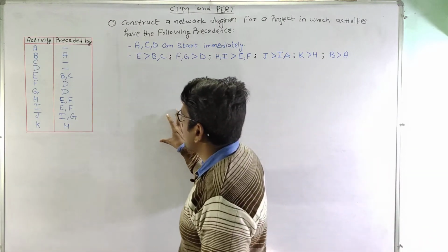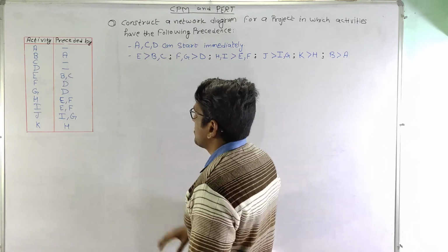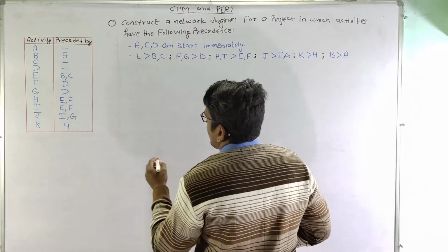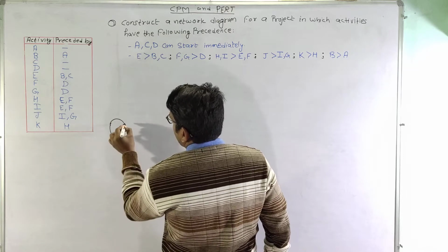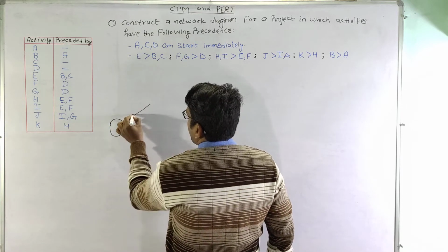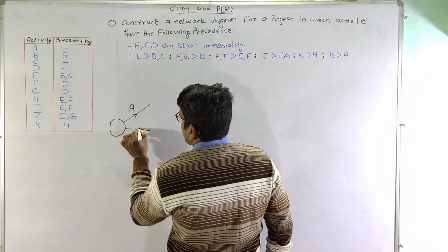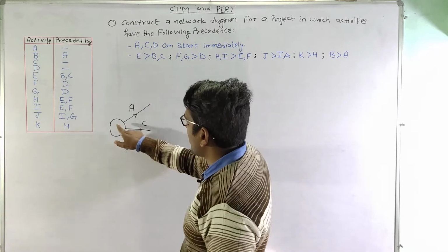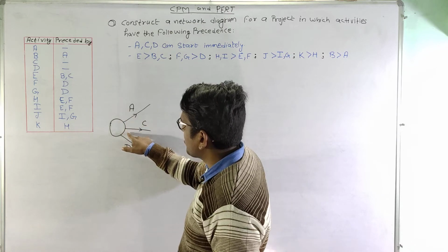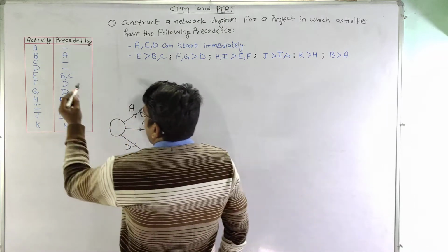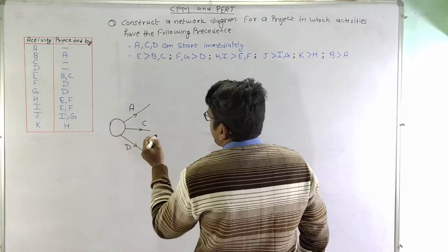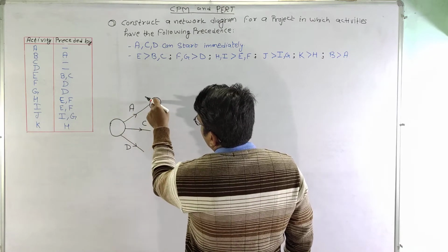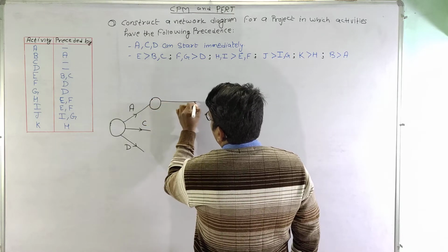Now let us start constructing the network diagram. First we will see which activities are unpreceded activities. So A, C, D are unpreceded activities. So this is the starting node, and activities A, C, D. This is activity A, this is activity C, and this is activity D. These three activities can start from the starting node because they are not preceded by any activity. Now let us see, activity B is preceded by activity A only. So we will end this activity A here, and at this node activity A only is completed, so we can start activity B from here.